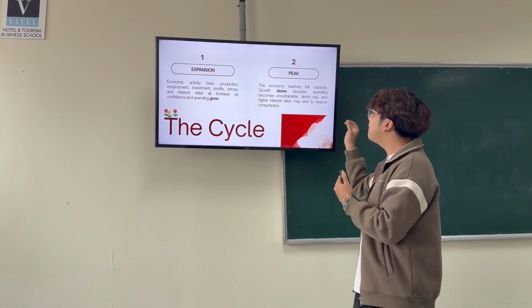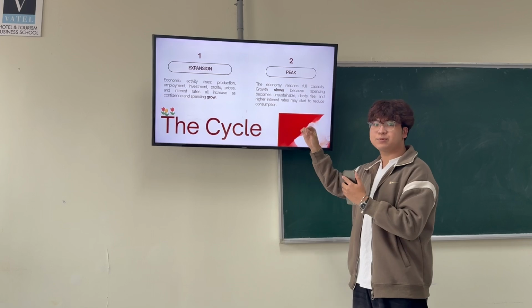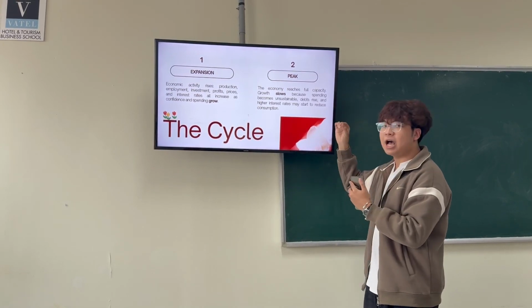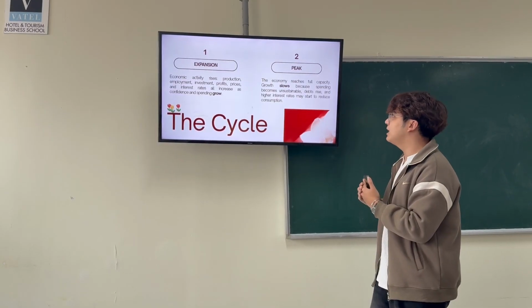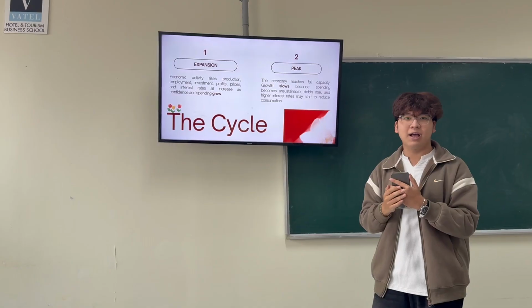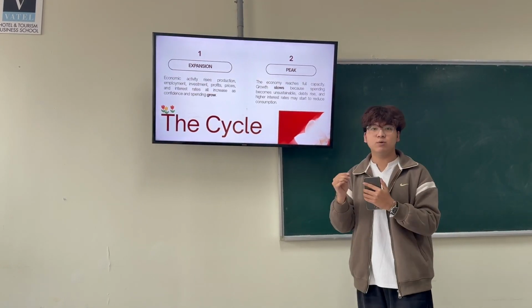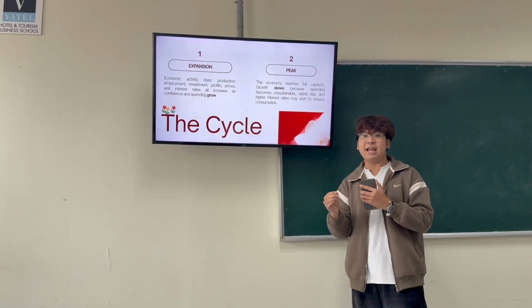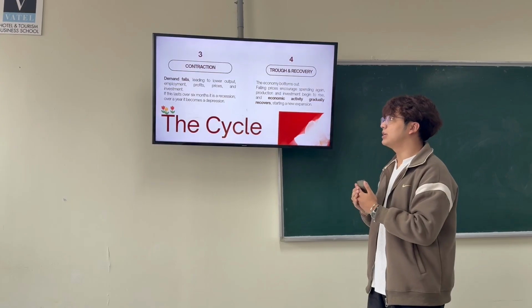Next one, we have a peak. A peak is when the expansion keeps rising and has reached its top. So at a peak, the economy reaches full capacity. Growth slows because spending becomes unsustainable. Debt rises, and higher interest rates may start to reduce consumption.